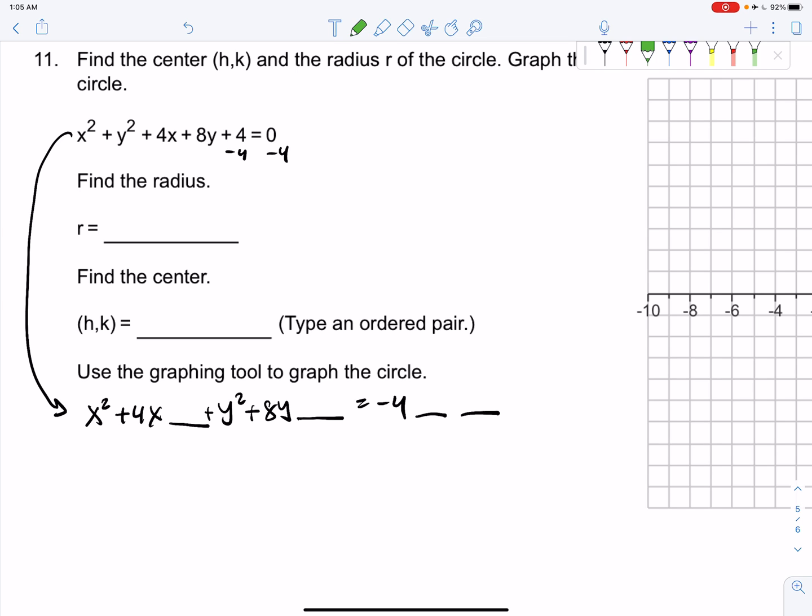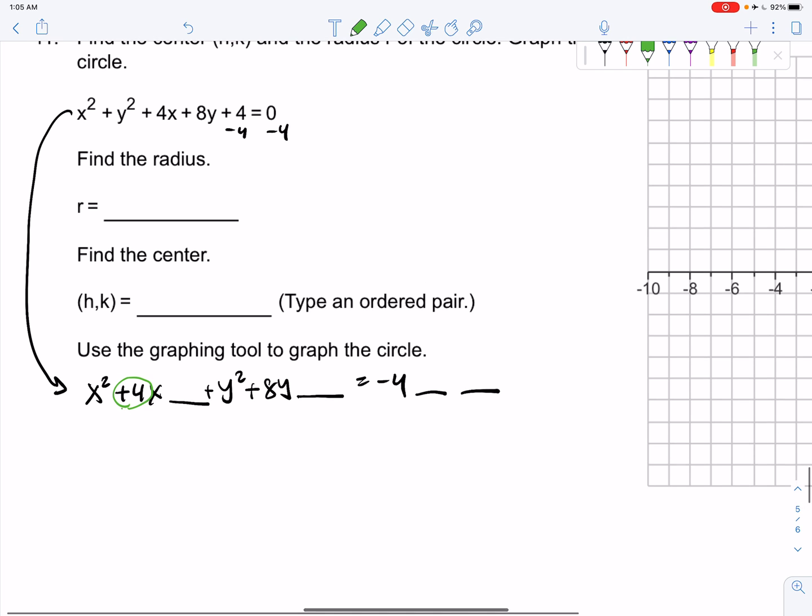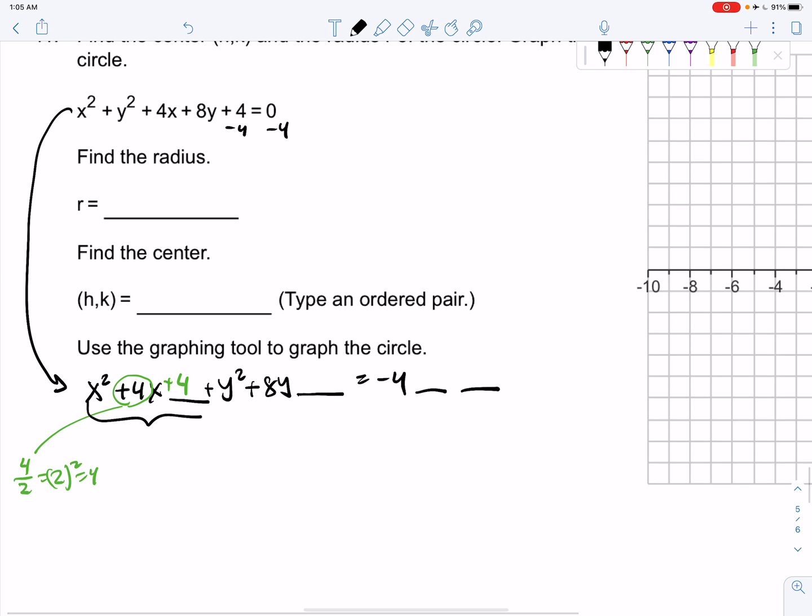So we start off by looking at this term. The coefficient in front of the x to the first power is 4. We cut it in half. That's 2. We square it, and that is 4. So 4 completes the square for the x values. We factor it, and we get x plus 2 quantity squared.